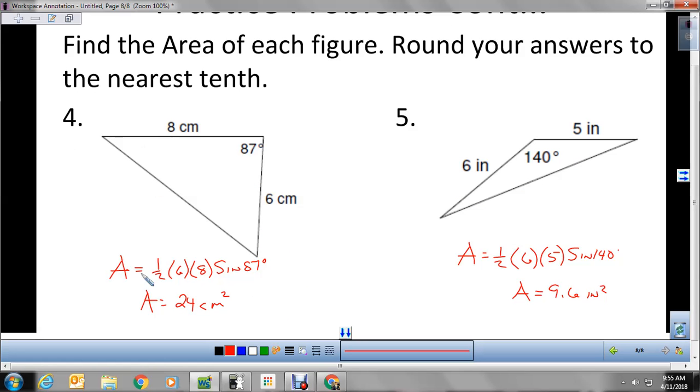Okay, so we have area is equal to 1/2 times 6 times 8 times the sine of 87. This one says round to the nearest tenth, but because this ends in a 0, it's going to be 24 square centimeters. And number 5, you have 1/2 times 6 times 5 times the sine of the included angle, 140, and this answer comes out to be 9.6 square inches.